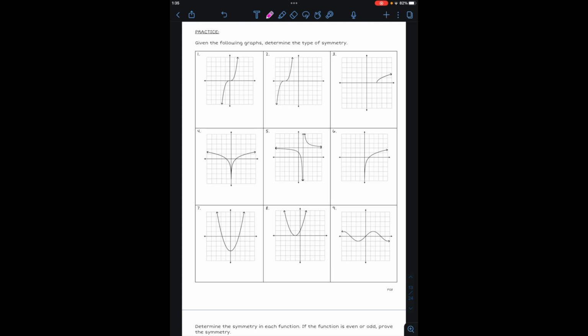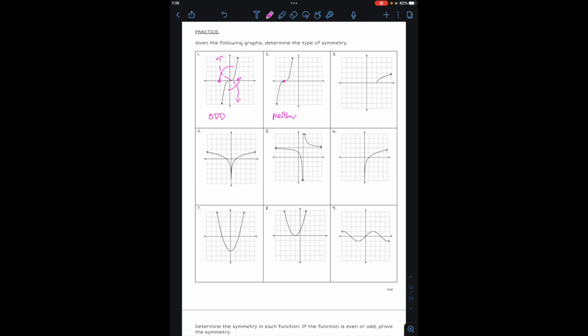So first one, I can see that this is odd. This is the example I've been doing, x cubed. So if we rotate 180, we would map to ourselves. If we reflect and reflect again, we would map to ourselves, so it's definitely odd. This one is neither. I don't have symmetry over the y-axis. I don't have symmetry over the x-axis.